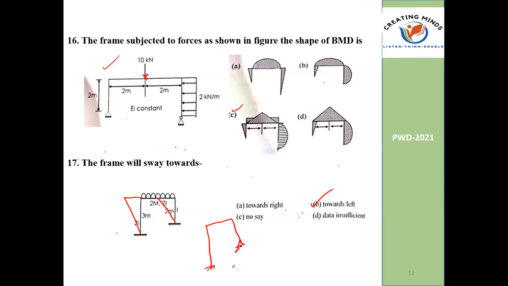See, don't look at the load. See the support conditions and length. How will it swing? The right side, because the hinge is on the right end. Clear? This type of question you may also expect. Sway depends basically on the supports, and on the moment of inertia of the member as well as the support.